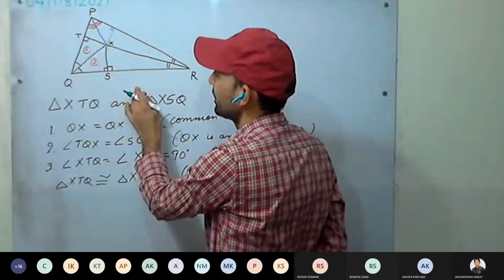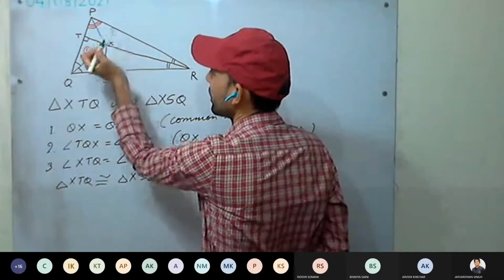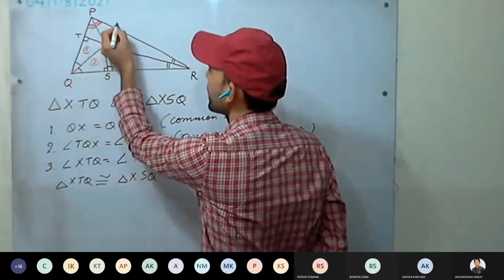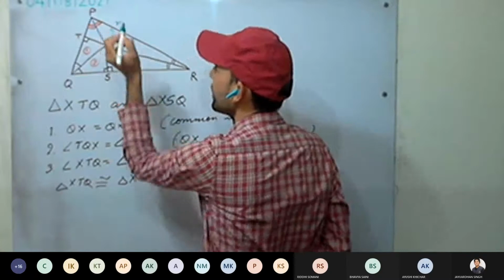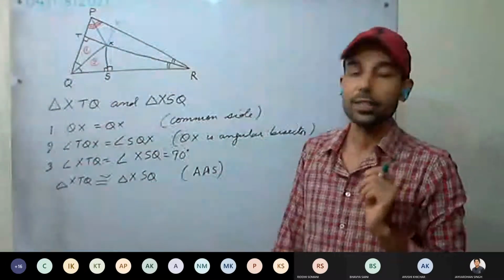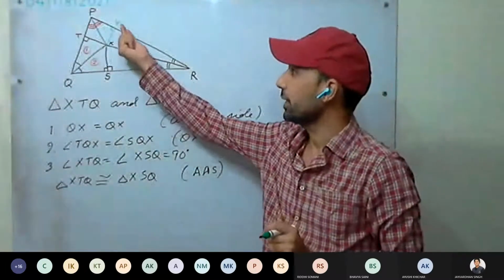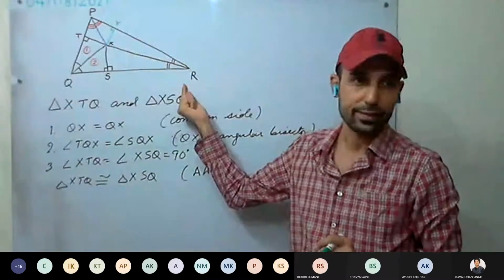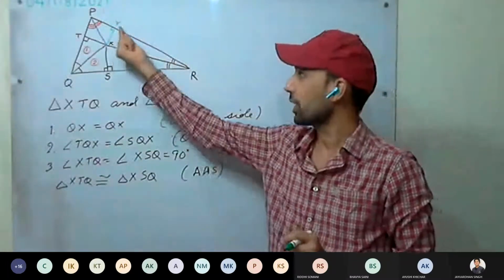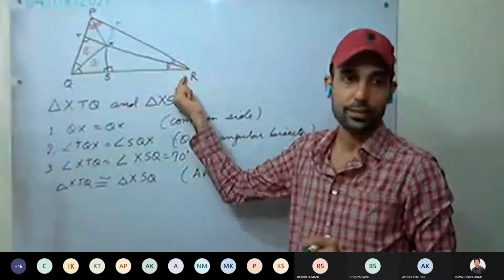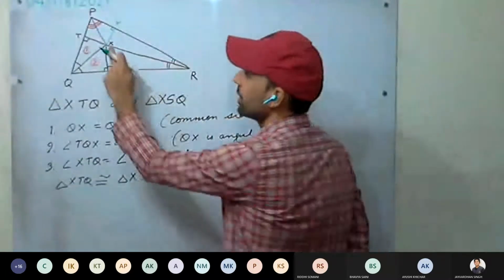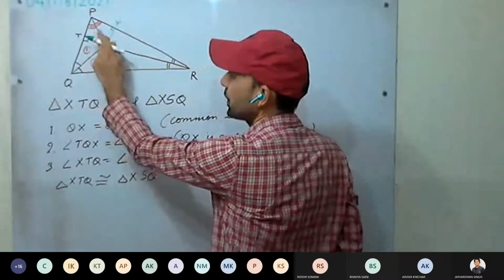What should we name? Y. Okay, we are taking it Y. So we have constructed a line XY perpendicular to PR. This is clear. Now, these two triangles can be proved to be congruent.